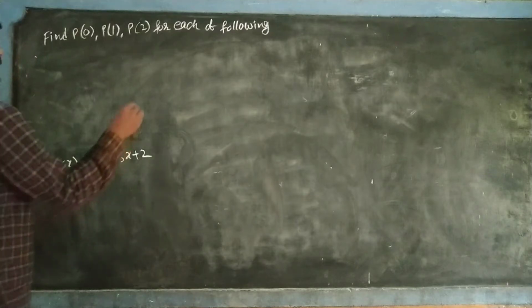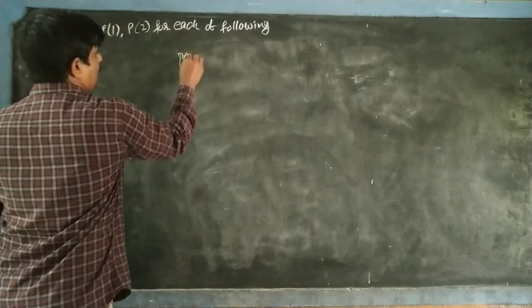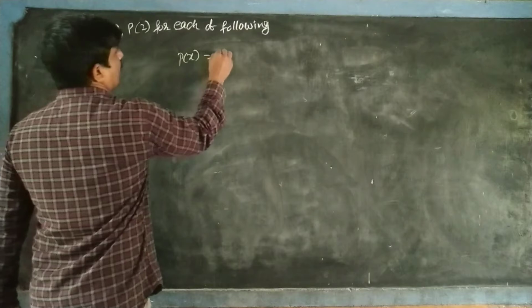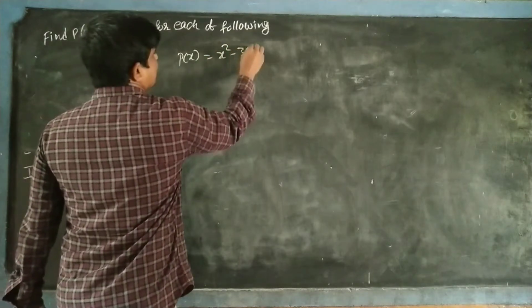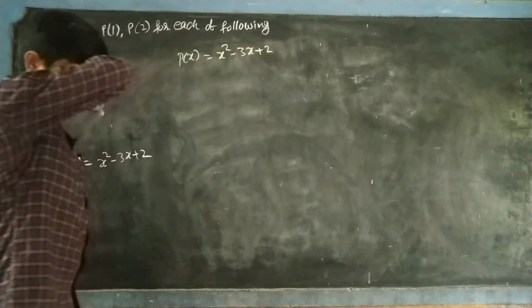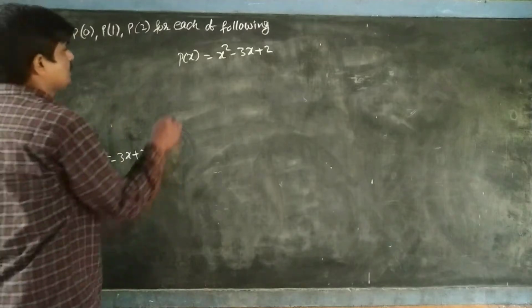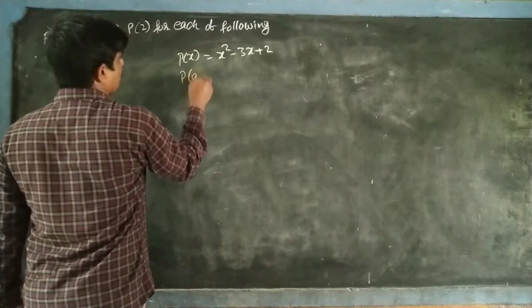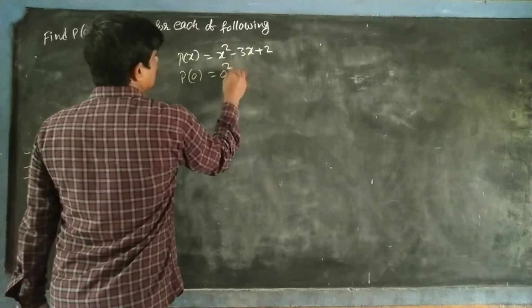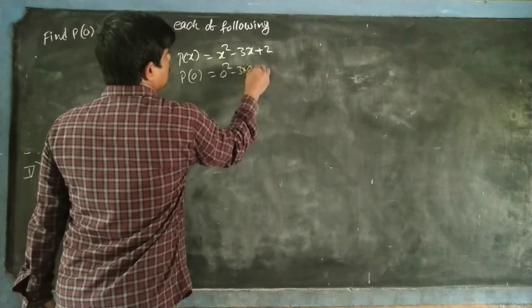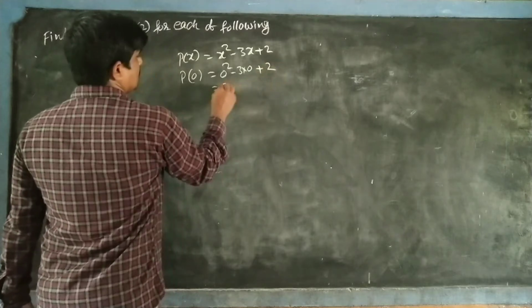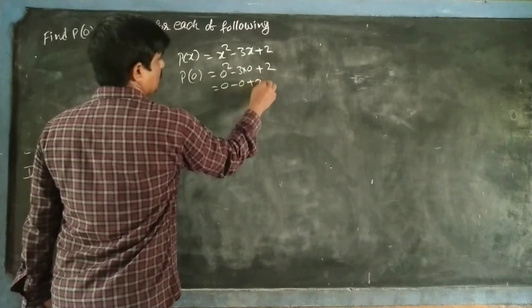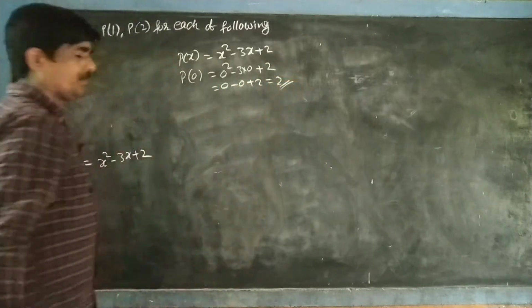Next 4, p of x. P of x is equal to x square minus 3x plus 2. X square minus 3x plus 2. P of x, instead of x you have to write 0. That is equal to 0 square minus 3 into 0 plus 2. 0 minus 0 plus 2, answer is 2.